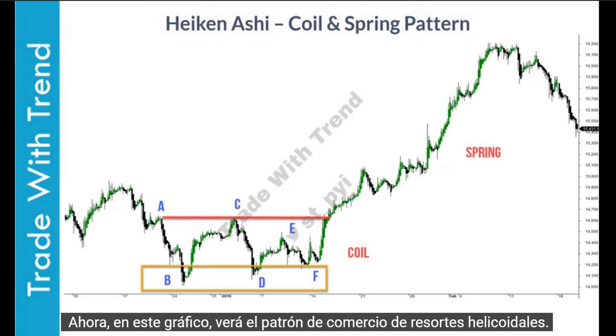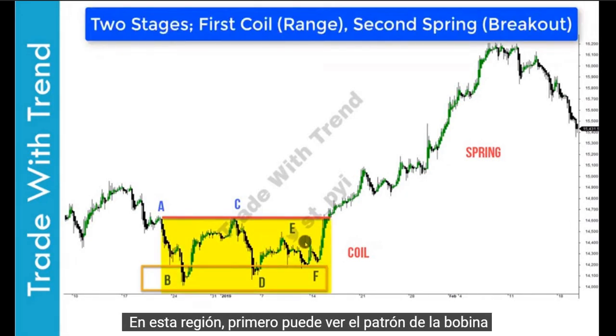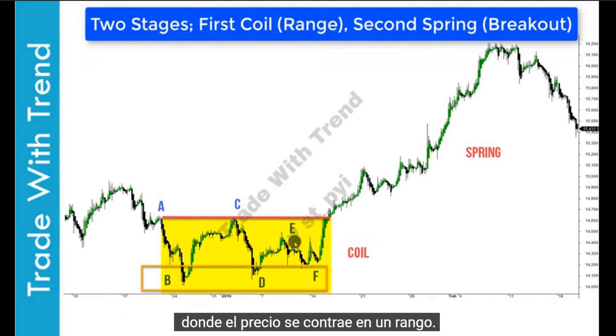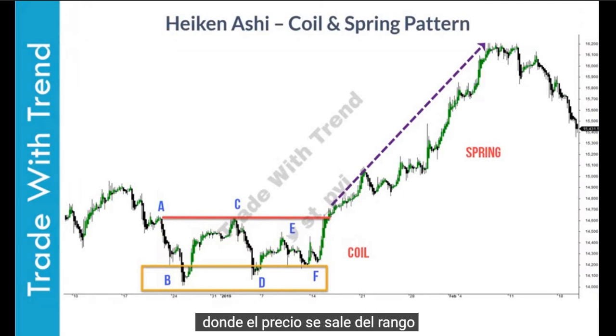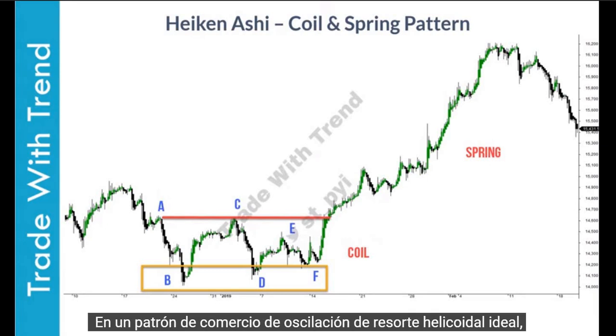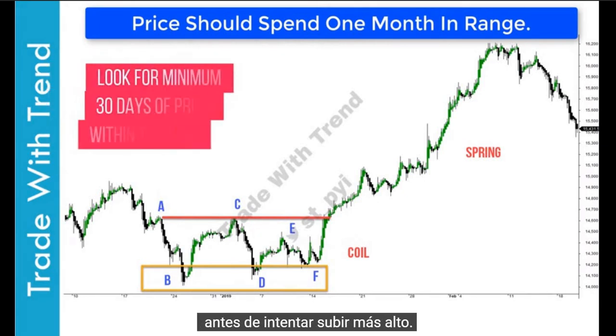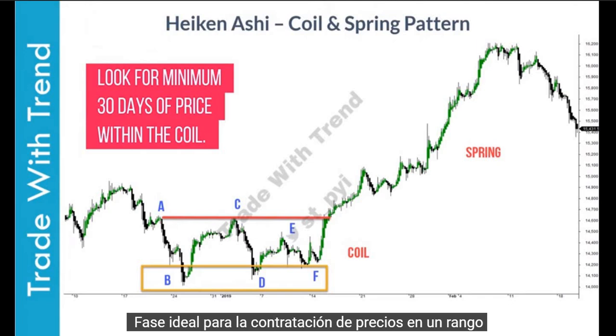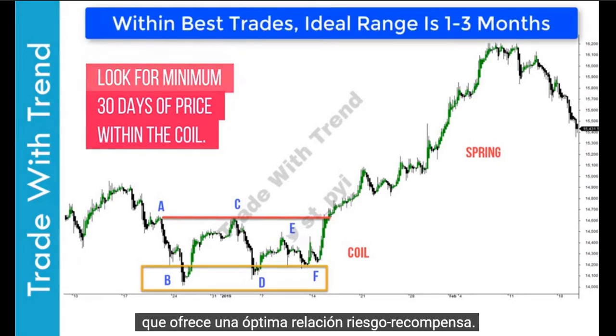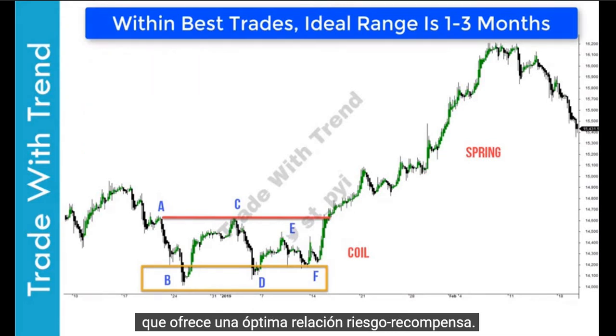Now in this chart, you see the coil spring trading pattern. In this region, you can first see the coil pattern where price contracts in a range. Post this, you get the spring phase where price breaks out of the range and then heads higher with momentum. In an ideal coil spring swing trading pattern, price will spend at least 1 month in the coiling phase before attempting to move higher. The ideal phase for price contracting in a range is generally between 1 to 3 months. This is the range that I found which delivers an optimum risk reward ratio.